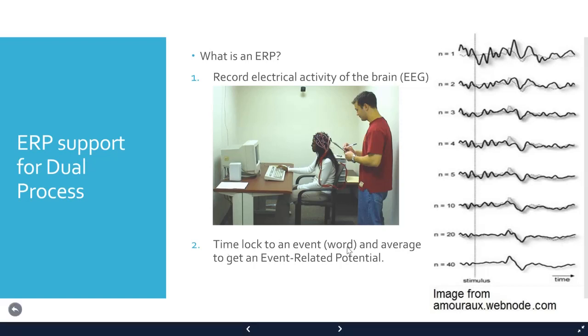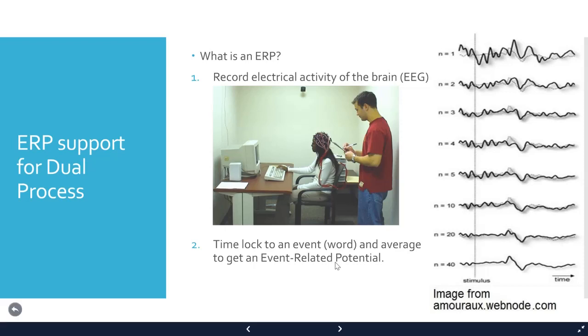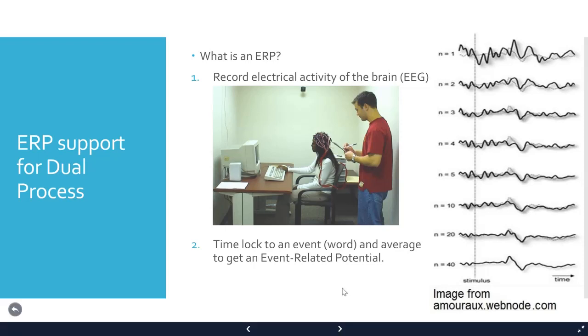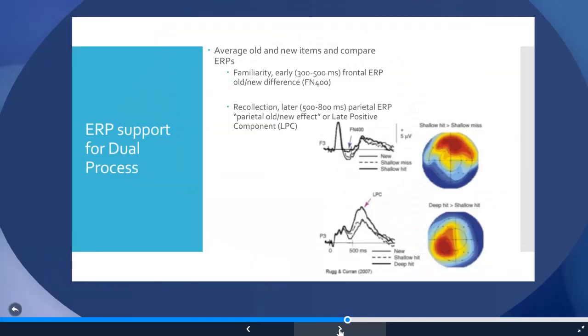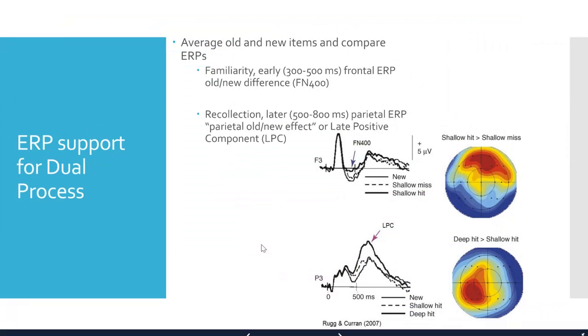Now you time lock to an event. In this case, you would time lock to when the word appears, and you average across trials to get what's known as an event-related potential, extracting signal from a bunch of noise. So we can record when somebody sees an old word and calls it old, and when somebody sees a new word and calls it new, and look at the ERPs. That gives us a measure of the processing differences between when an item's old and when an item's new.